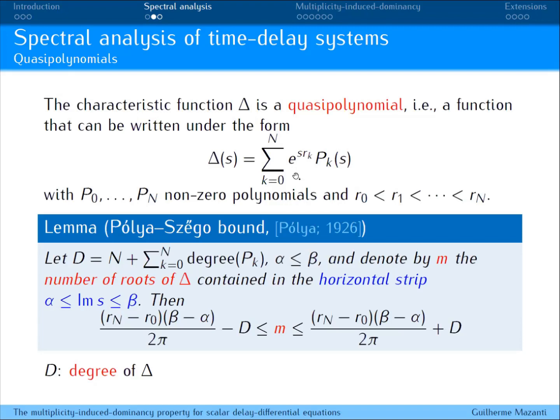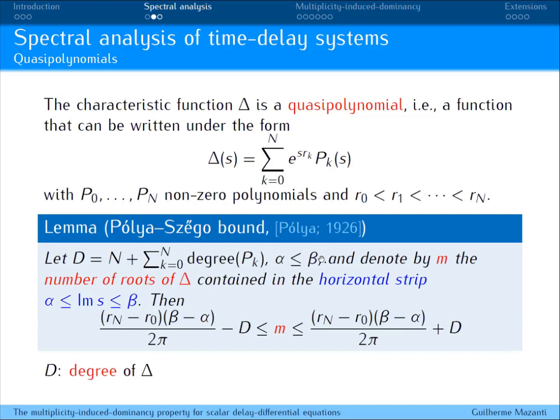And there's a very interesting result, which was proved in the beginning of the 1920s, on the location of the roots of these quasi-polynomials. This result says the following. Consider this number d. What is d? Here we have the sum of n plus 1 terms, from 0 to n. So d is the number of terms minus 1, which is n, plus the sum of the degrees of all the polynomials that appear here.